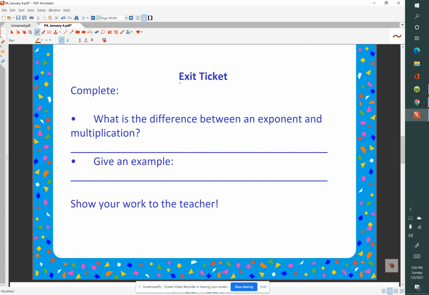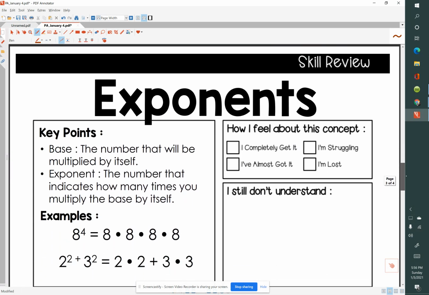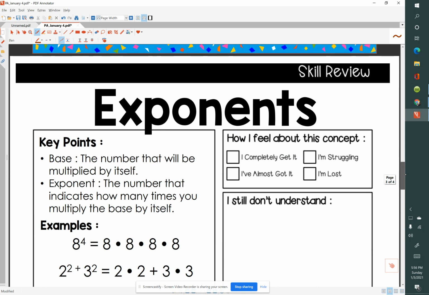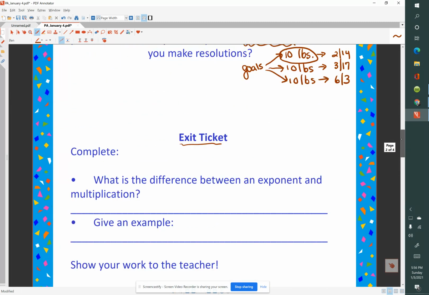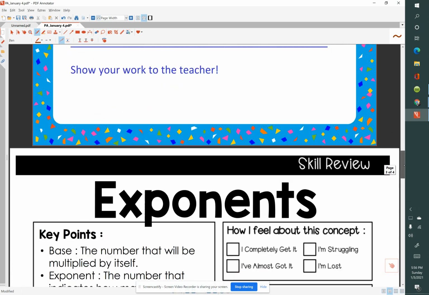Our exit ticket today, we'll complete that after we work on our lesson. So let's get started on our lesson. So remember, I hope you took a minute to respond to the do now. Make sure that you wrote something here, okay? We're just not asking you to make a resolution. Just why is it important to set goals? Okay, that's all I want you to answer.